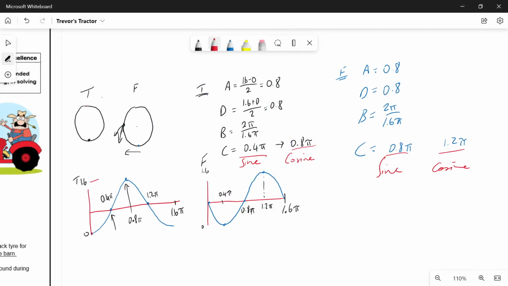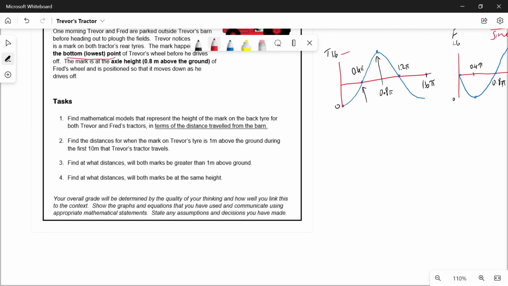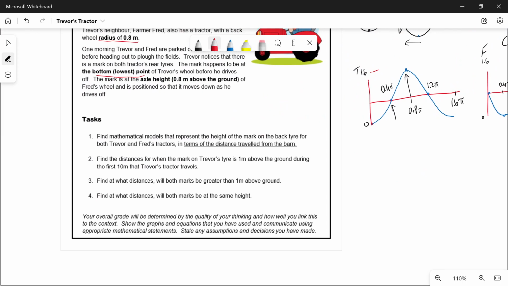So we're going back to the question. What do we have? We've modelled them. I'm happy with those two models. Find the distances when the mark on Trevor's tyre is 1 metre above the ground in the first 10 metres that he travels. Okay, so let's do this pictorially first.